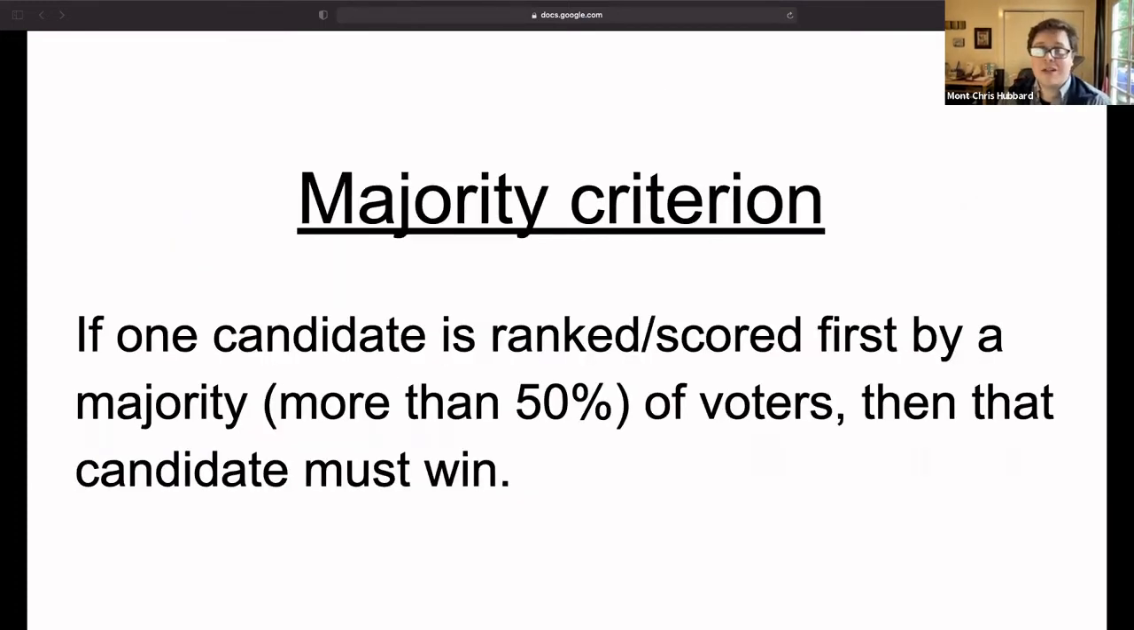Here's a very simple criterion, majority criterion. If one candidate is ranked or scored first by a majority, more than 50% of voters, that candidate should win. That seems very, very fundamental, but I will tell you now that many voting methods don't pass this criterion, and many people think that this is not a criterion that should be fundamental to your voting method.